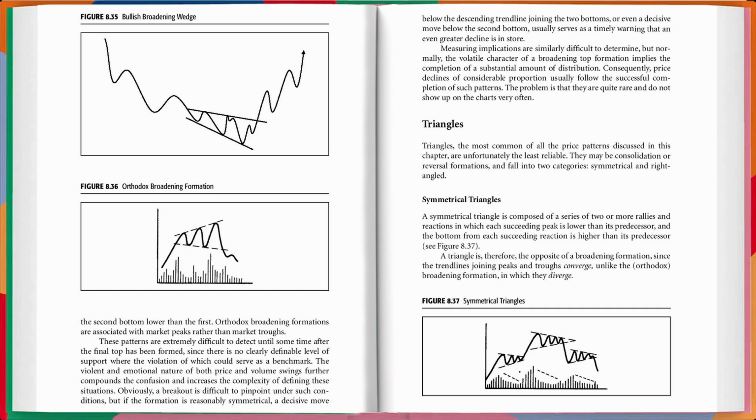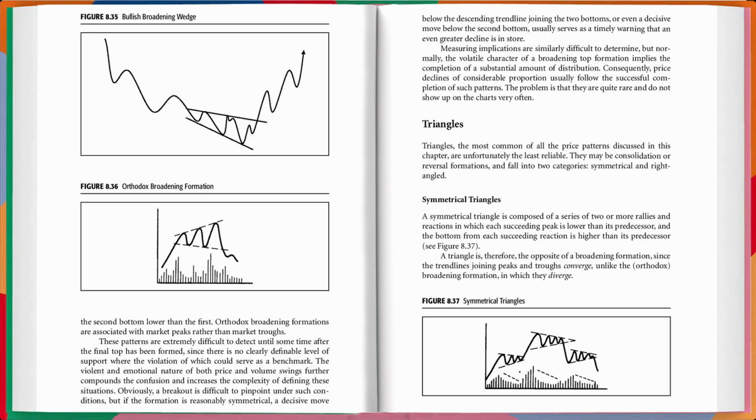Measuring implications are similarly difficult to determine, but normally, the volatile character of a broadening top formation implies the completion of a substantial amount of distribution. Consequently, price declines of considerable proportion usually follow the successful completion of such patterns. The problem is that they are quite rare and do not show up on the charts very often.